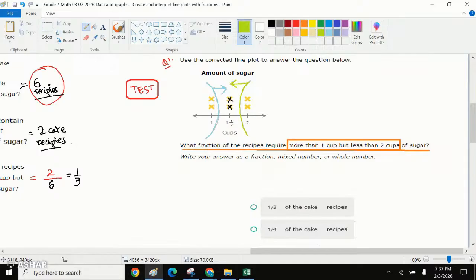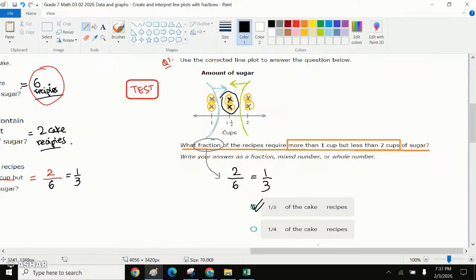You gave 1 upon 4 as the answer, right? So total recipes were 1, 2, 3, 4, 5, and 6. The total number of recipes were 6. Out of the 6, we need to find the fraction. So fraction means out of the 6 recipes, how many recipes used? Please confirm your answer, Ethan. There were only 2 recipes. That means 1/3.